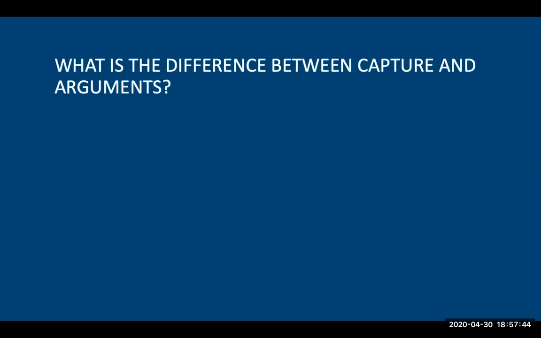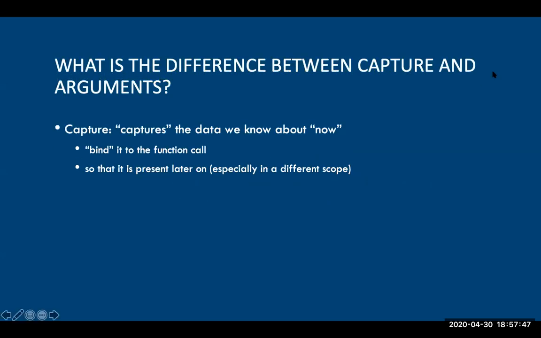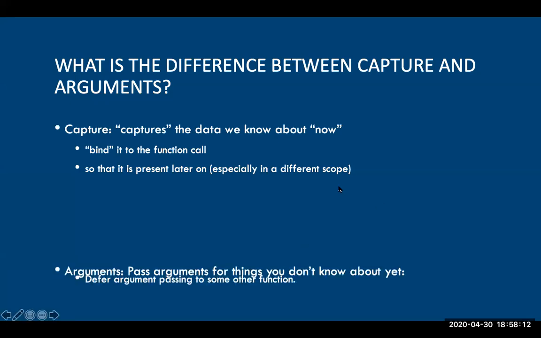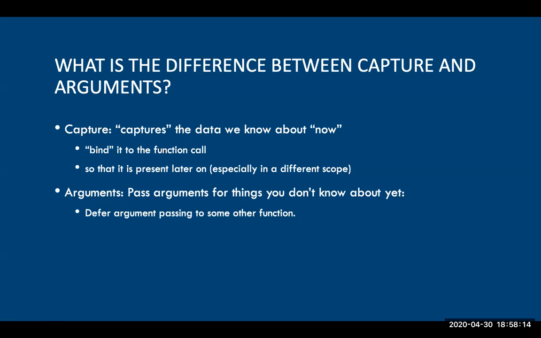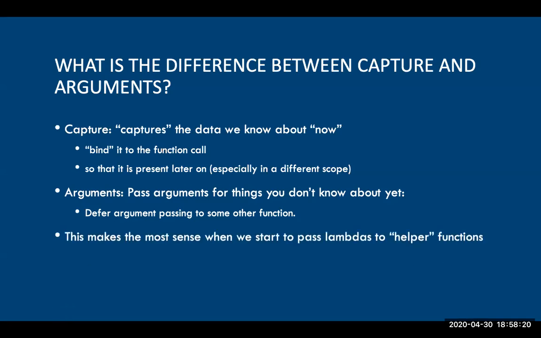Okay, let's see. So a couple of caveats here. I think I covered these. It's going to capture the data that we know about, quote, now, when we define the lambda. It's going to bind it to the call. And so even if it's not around later in scope, it's almost like magic. Let's say you call this function later on, potentially in a different scope. It would actually still have it bound there. And then there are the arguments that are passed in at the moment of calling. I probably made this one super clear so far, but let me know if you have any questions on it.